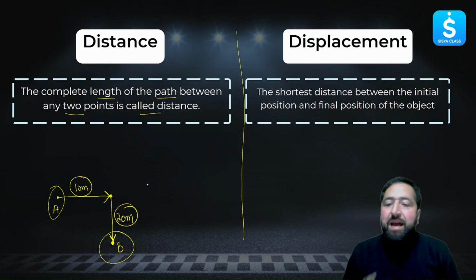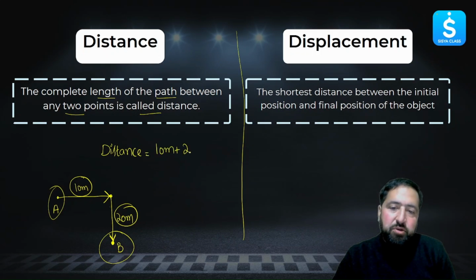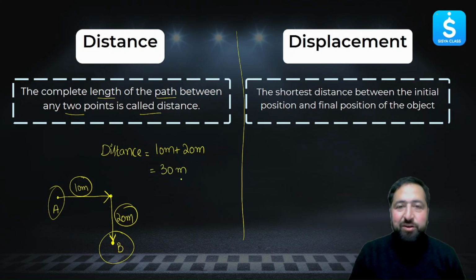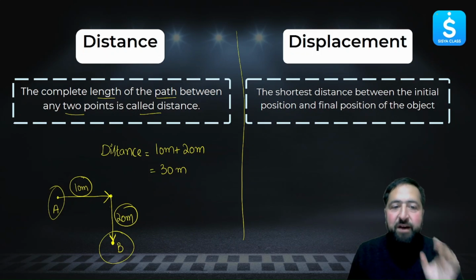Got it? And if I ask you what the distance is in this case, this would be very easy. See, distance would be equal to 10 meters plus 20 meters, and the total will be 30 meters. Got it? Very good. Let us see the displacement now. The shortest distance between the initial and the final position.